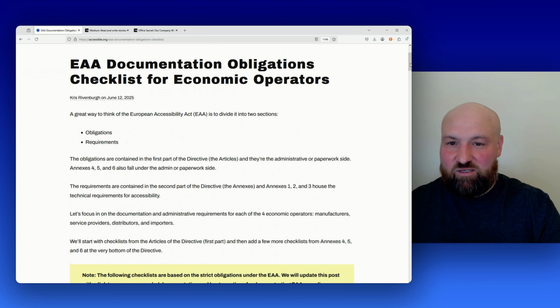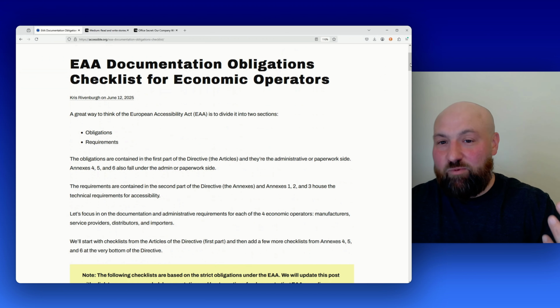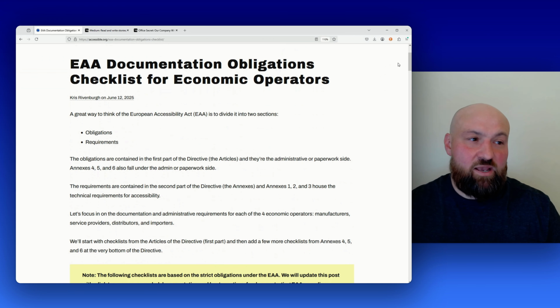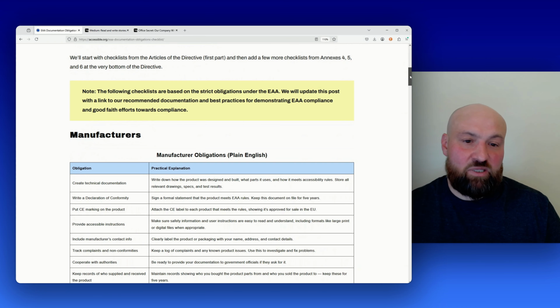And so when you're looking at the directive, a really good way to think about it is there are obligations. This is more of the administrative side. This is the paperwork side. And then there are the requirements, which are the actual technical requirements for accessibility. And so for these checklists, we are focusing in on the obligations.